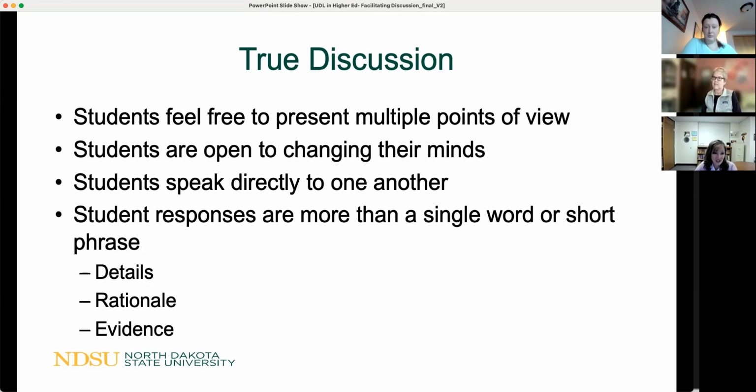When you're having a discussion, you do more than just a word or two in response, like yes or no or sure. One thing that I found is that it's really important to model for students and to tell them your expectation for a discussion: that a good response includes details. There's a rationale for your thinking. There's evidence to support your point of view.